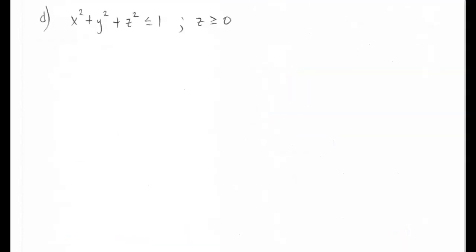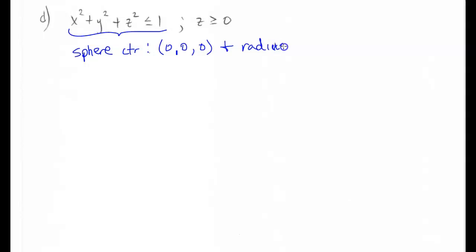So for this next example, notice that very similar to what we had earlier, this is going to be a sphere with the center at the origin and radius equal to 1. So that's what it is if this was an equal sign. But of course, the less than sign here is going to say this sphere and its interior points.